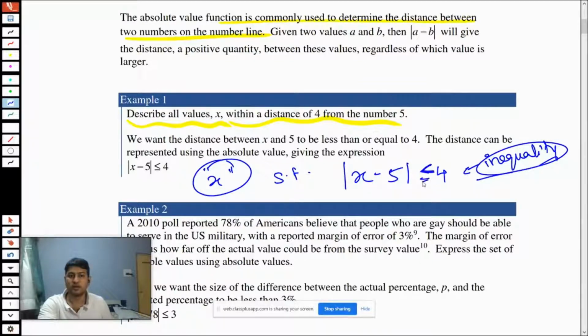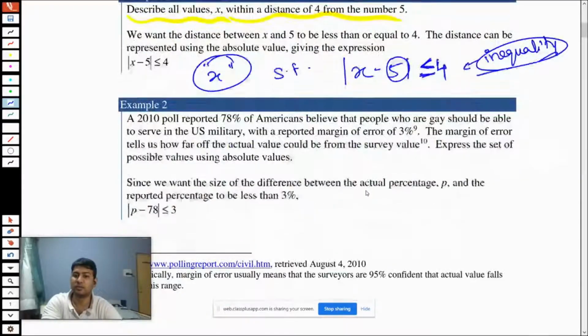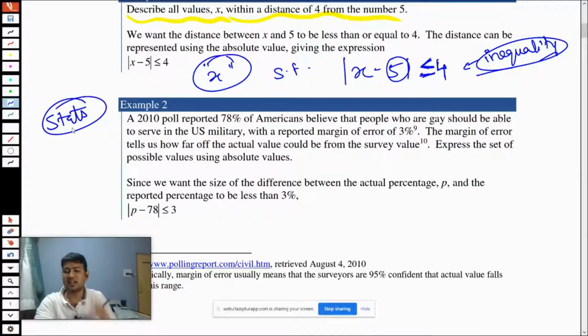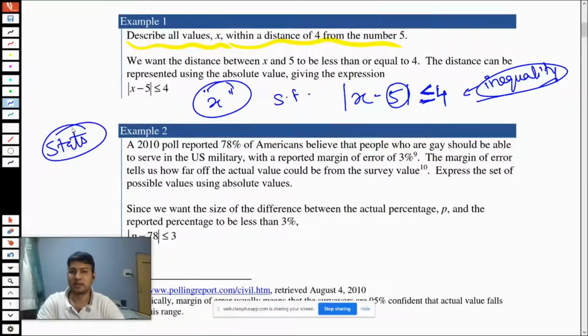Okay, so this is an inequality: all those points x which are at a distance less than or equal to 4 from the point 5. This is what we want to solve. These are things which we'll be doing a lot when we come to stats. In stats, when we will be building confidence intervals and things like that, we'll be doing a lot of such things.